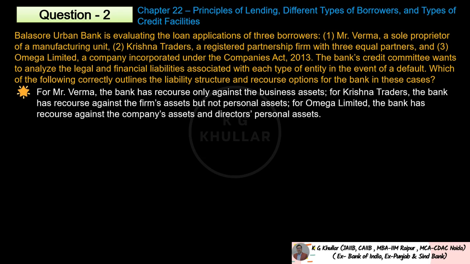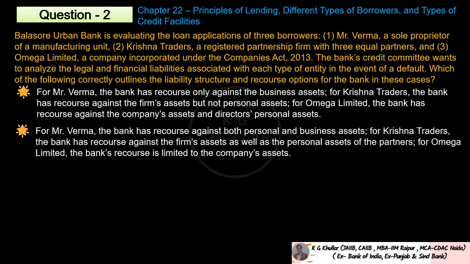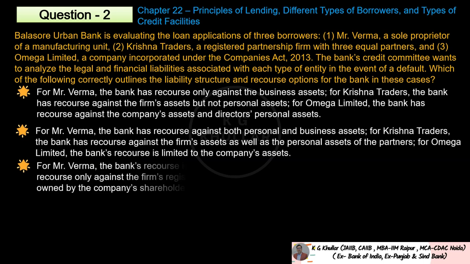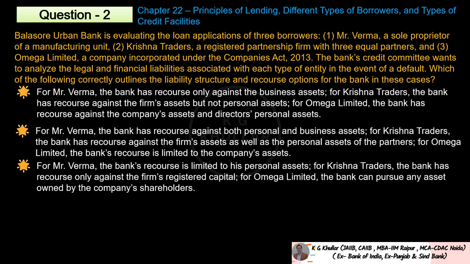Then second option B says, for Mr. Verma, the bank has recourse against both personal and business assets. Then for Krishna Traders, the bank has recourse against the firm's asset as well as personal assets of the partners. And lastly, for Omega Limited, the bank's recourse is limited to company's assets only. Then option C says, for Mr. Verma, the bank's recourse is limited to his personal assets. Then next for Krishna Traders, the bank has recourse only against the firm's registered capital. And lastly, for Omega Limited, the bank can pursue any asset owned by the company's shareholders.